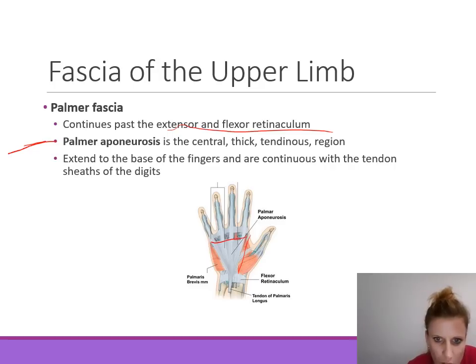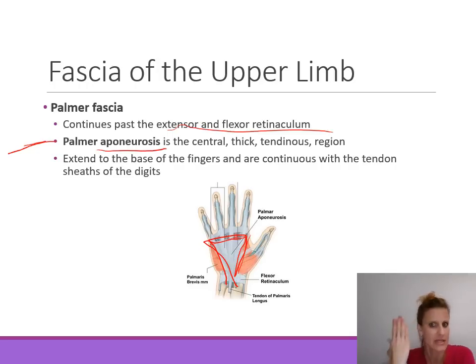how there's this wide, broad band, which again, remember we call an aponeurosis when instead of a tight banded tendon, it's a broad, flat tendinous area. And this extends to the base of the fingers here, and then it continues down the fingers as the tendon sheaths of the digits.